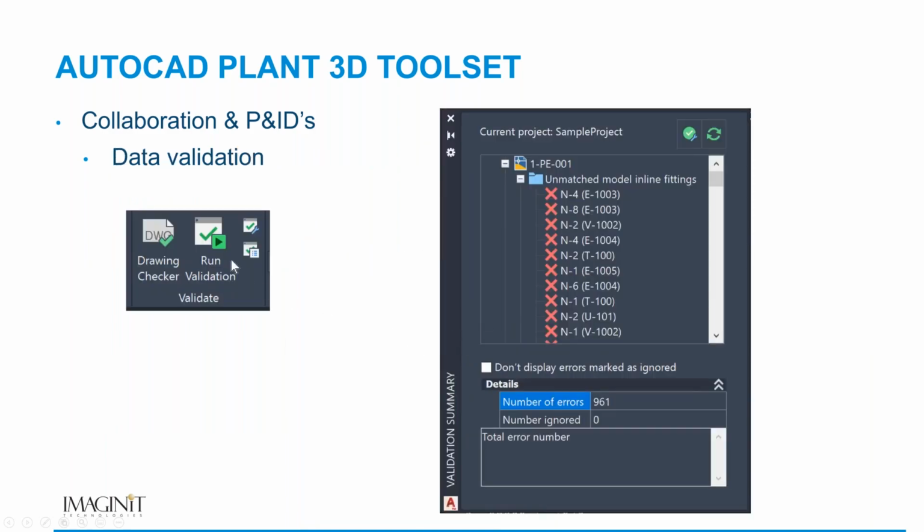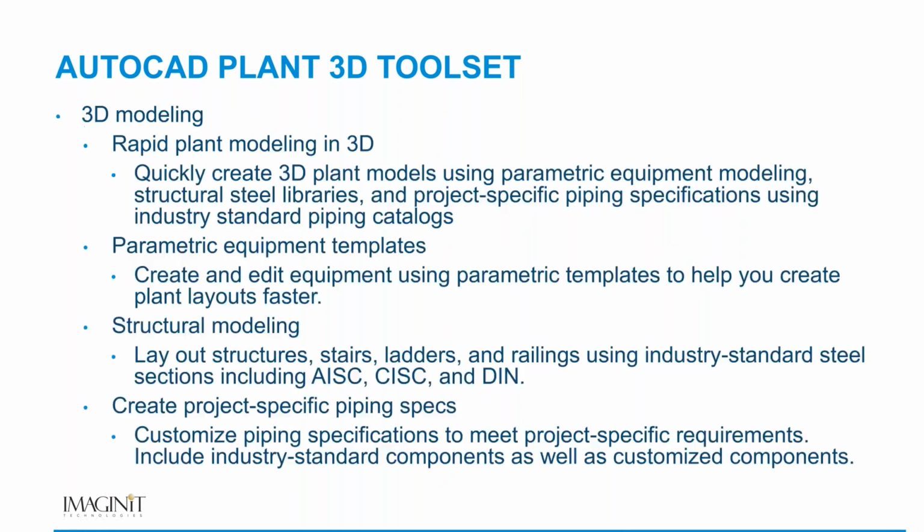Now with the data validation, when you run data validation here inside the plant P&ID in collaboration, it'll show you unmatched model inline fittings. So it'll show you where your fittings are not matched. In this particular drawing I opened, there's 961 errors, so that probably means I need to do a little work to fix some of that, make sure everything's interconnected properly.